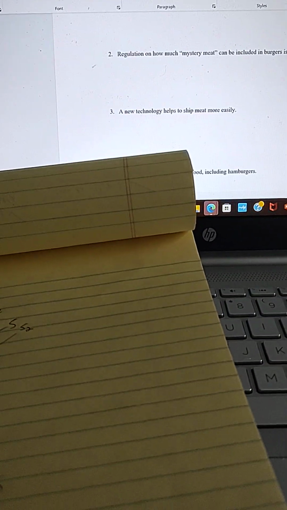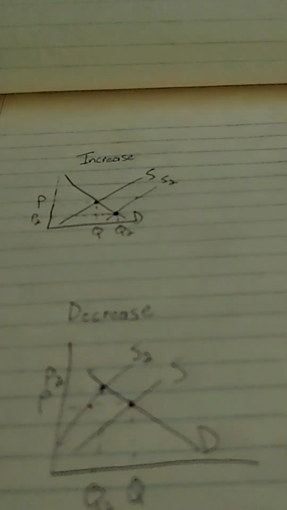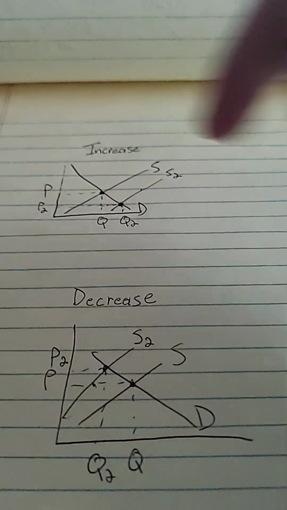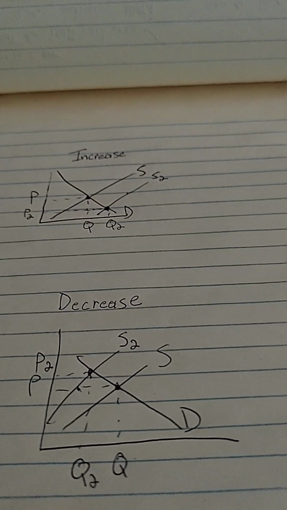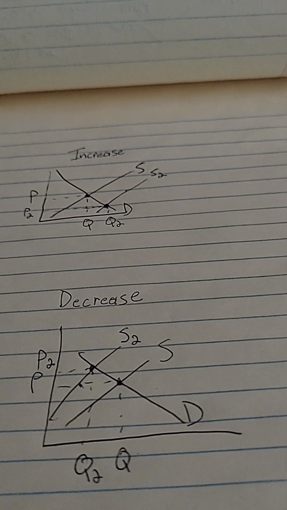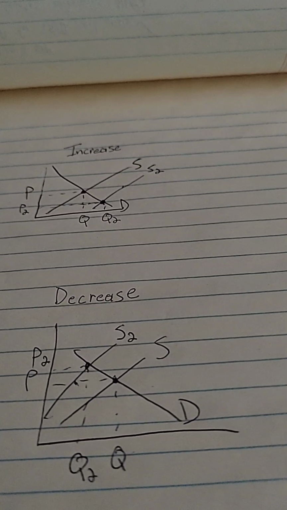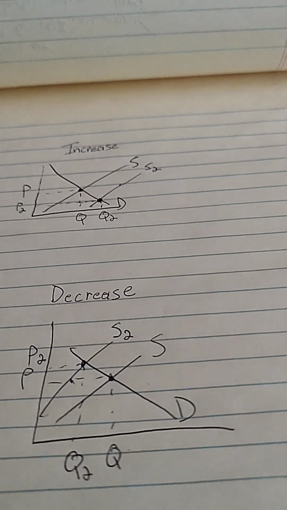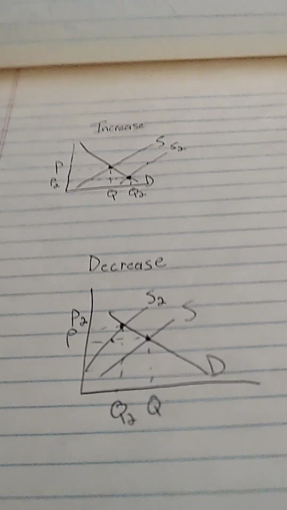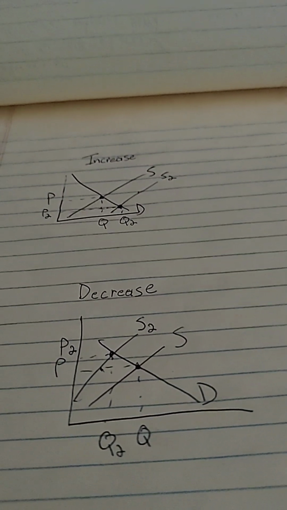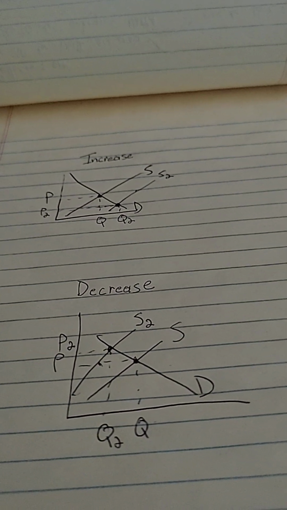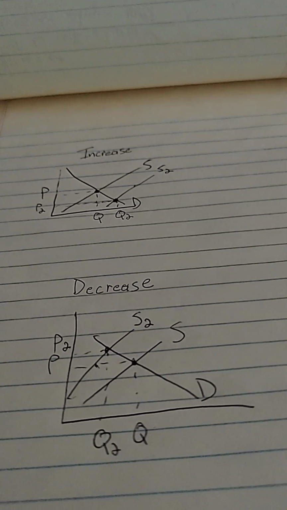All right, number three, a new technology comes in and helps to ship meat more easily. Anytime you see the word technology, that is an increase, okay? So 2 and 3 are both increases. All right, now let's move on to number 4. Number 4 says a new tax is placed on all fast food, including hamburgers. So in other words, taxes are going up. If taxes go up, supply goes down. This is a decrease. All right, so 2 and 3 are increases. 1 and 4 are going to be a decrease.